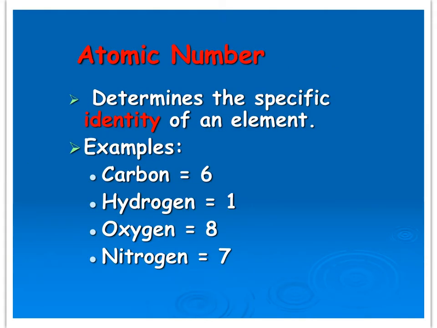The atomic number, which is the number of protons, determines the identity of the element. So, as I said at the beginning, anything in the universe with 6 protons is carbon. Anything with 1 proton is hydrogen, and so on. So it's a universal truth.